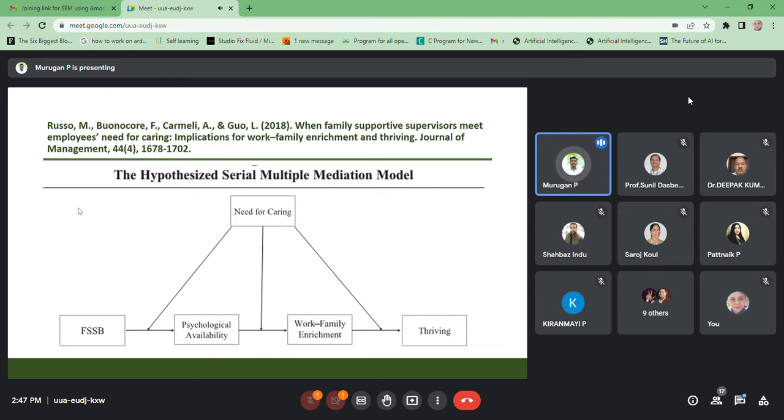FSSB, family supportive supervisor behavior, is related to employee thriving through, first, psychological availability, and second, work-family enrichment. So basically, psychological availability and work-family enrichment are both acting as mediators between FSSB and employee thriving. This paper comes from the Journal of Management, one of the FT50 and a really top journal in the management discipline, so you can trust the quality of the paper. Here these two variables are acting as mediators. It's a serial mediation.